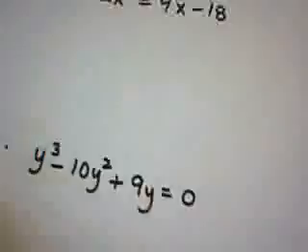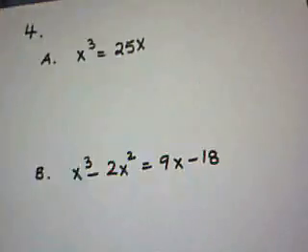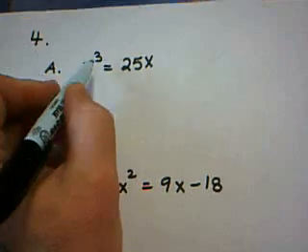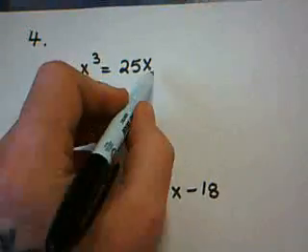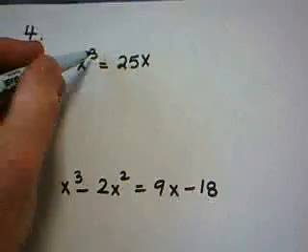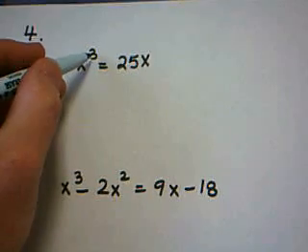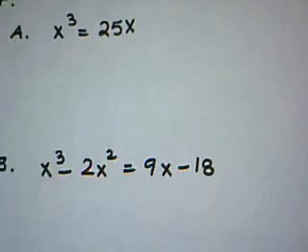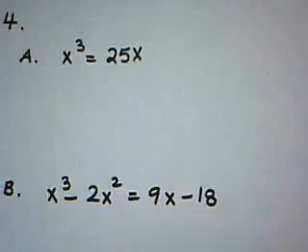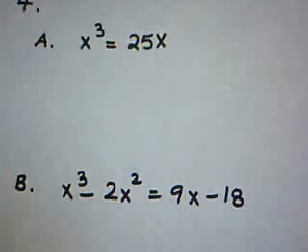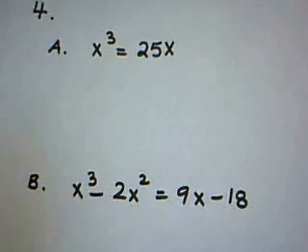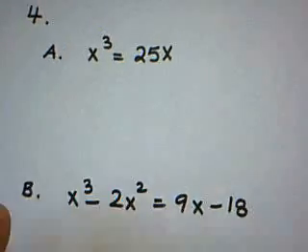This is question number 4. We're going to start with part A. We're asked to solve the equation x to the third equals 25x. If an equation has degree 3, a very quick rule of thumb, and again, as courses get more advanced, you'll learn more rules. But in general, if an equation has degree 3, the maximum number of answers that you're going to see for that equation is 3.